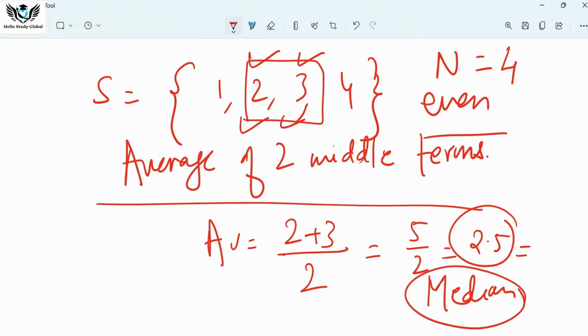Is that clear? If the number of terms is even, then the average of the middle two terms would give you your median. If an odd number of terms are there, then the middle term would be your median. Okay, that was about the statistical quantity called median. Now the third statistical quantity that we'll be talking about is mode.